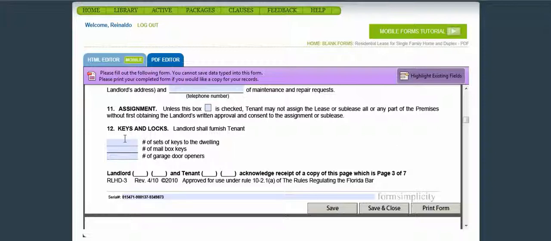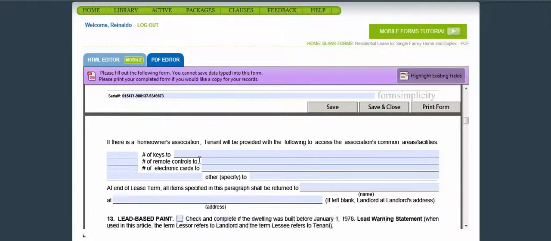Well, the landlord shall furnish the tenant with what? How many numbers of keys? Normally it's 2. You will put that. If there's a mailbox key, normally 2. Garage door openers are normally 1. Initial and sign every page.